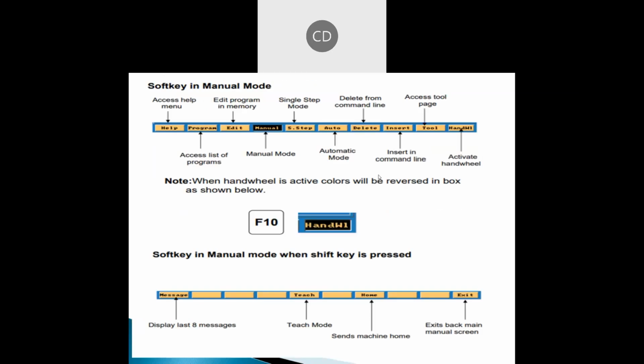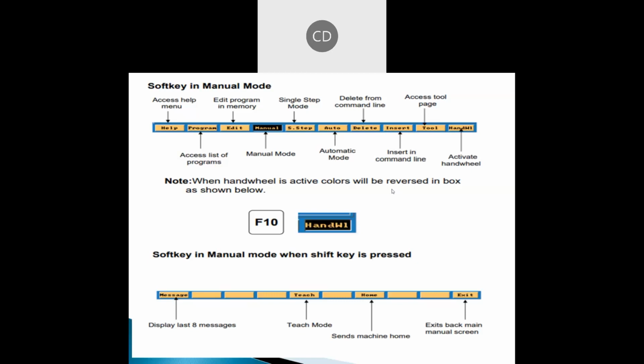So the next one, soft keys in the manual keys. So we are using the help key and programs and the edit in the operation. Then manual data input mode. Then single step mode we are using. Then automatic mode. Then delete, if any wrong command is given, we can use this operation button to easily delete the operation. Then insert command in a line.